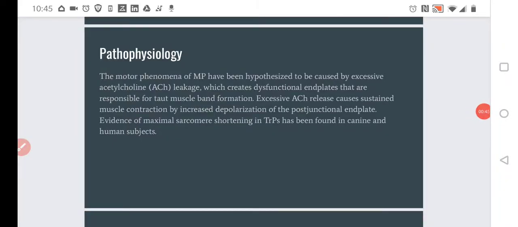Probably it is heavily related to acetylcholine leakage, which creates dysfunctional endplates that are responsible for taut muscle band formation. Acetylcholine is, as you know, the major excitatory neurotransmitter, so it activates the muscles in order for them to contract. If we have too much acetylcholine, it leads to muscle contraction. Sustained muscle contraction for a long time is painful.